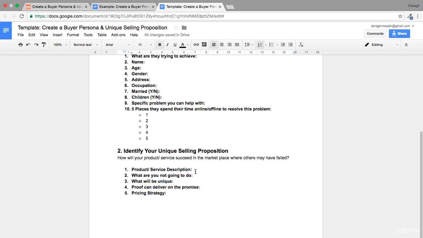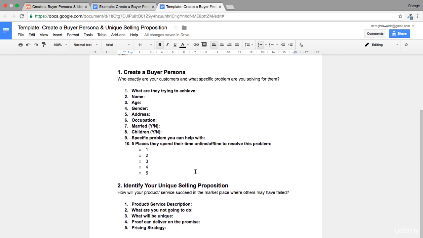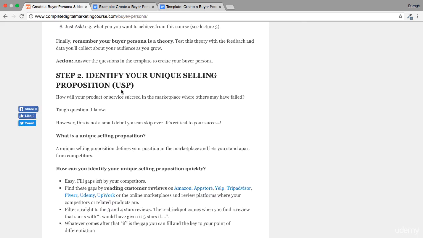So take a couple of minutes to fill this out. Remember that it doesn't have to be perfect. We can improve this as we go along, but it is important that you get something down on paper now, and you can just think about it as you go and really improve upon it. So take a couple of minutes to fill this out, and I'll see you in the next lecture where we're going to wrap up this section of the course.